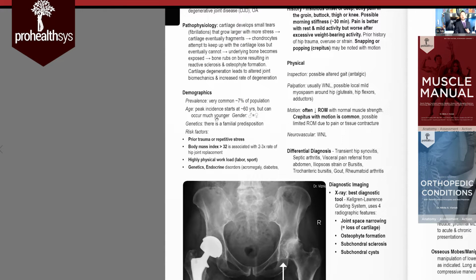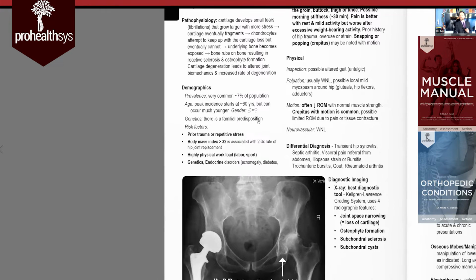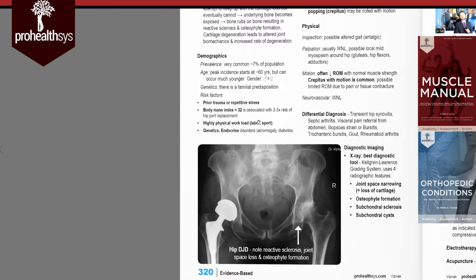So risk factors are prior trauma or repetitive stress. And it is clear in the literature a body mass index over 32 is associated with a 2 to 3 times increase in the rate of hip joint replacements. So your weight does have an additive effect over time in these conditions.